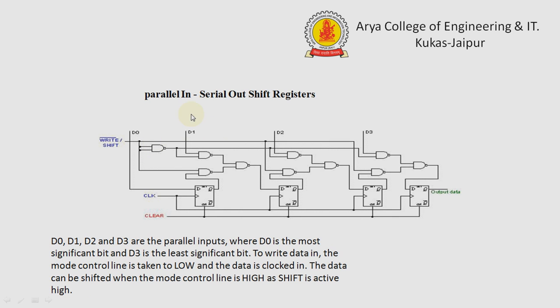Here is the third type: parallel input, serial output shift register. In this type of shift register, the input is given in parallel form and there is circuitry applied here so that the data can be shifted out in serial form. The input is given in parallel form and the output is obtained in serial form. Here D0, D1, D2 and D3 are the parallel inputs, where D0 is the MSB and D3 is the LSB.